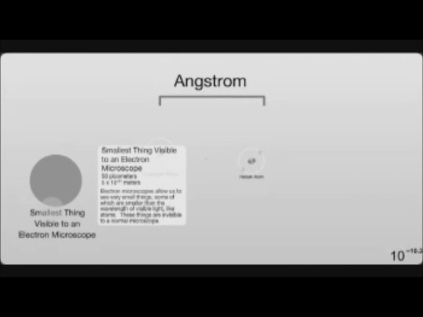This dot, or large circle in this case, is the smallest thing visible to an electron microscope. And electron microscopes allow us to see very small things, some of which are smaller than the visible wavelength of light, like atoms. These things are invisible to a normal microscope.